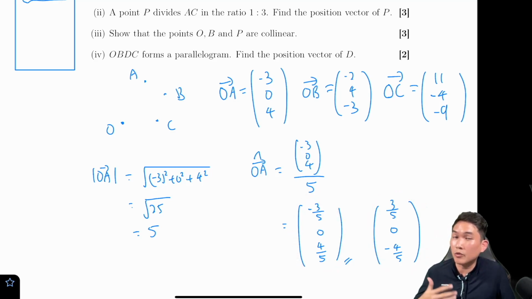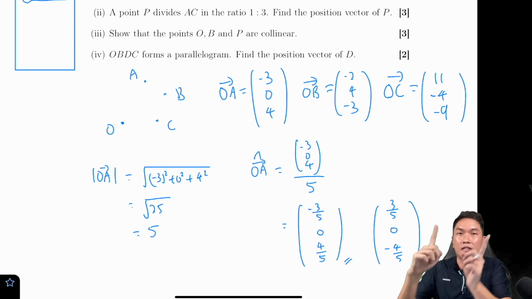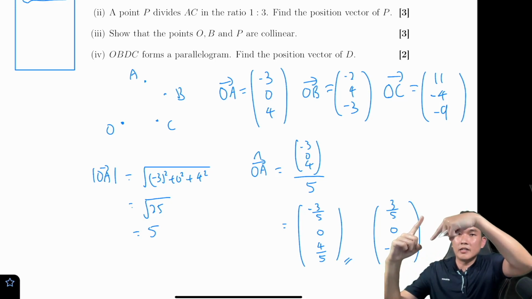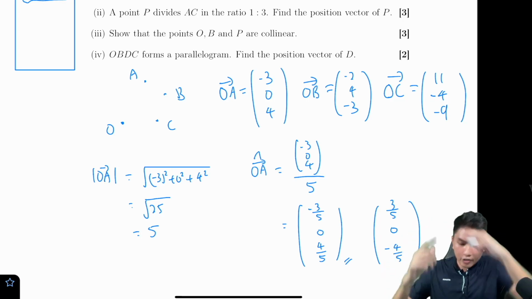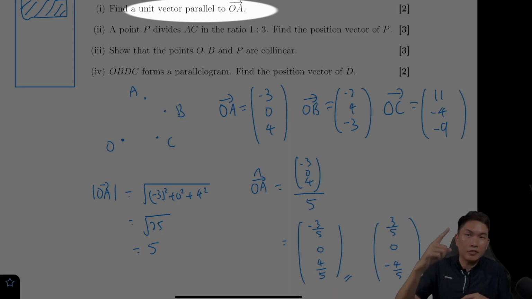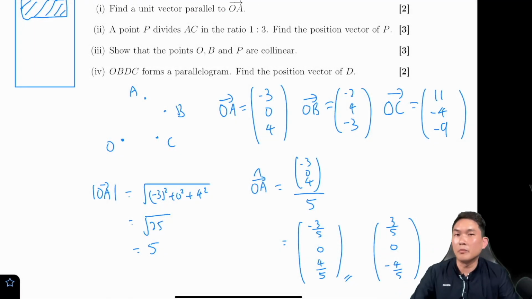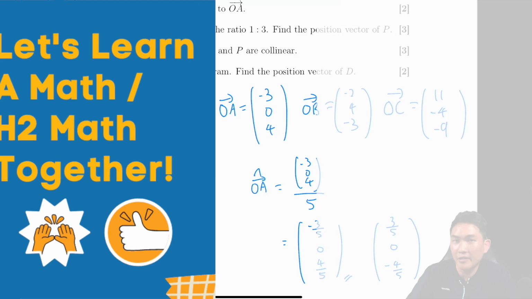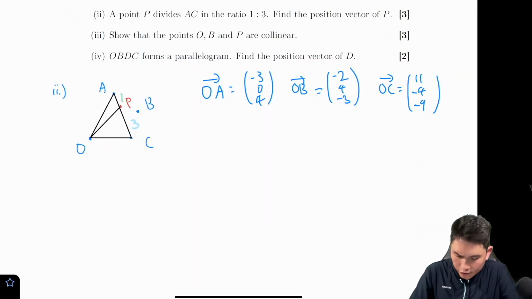Because remember, if I were to multiply by negative 1, that's a scalar multiplication. What it does is it will take my vector and point it in the other direction. And remember that if I just want a unit vector that's parallel, it doesn't matter if I'm pointing towards OA or pointing away from OA. That is still parallel. Now in part 2, it says that a point P divides AC.